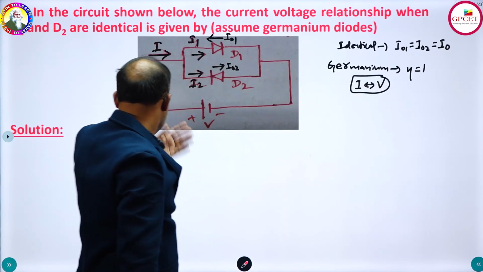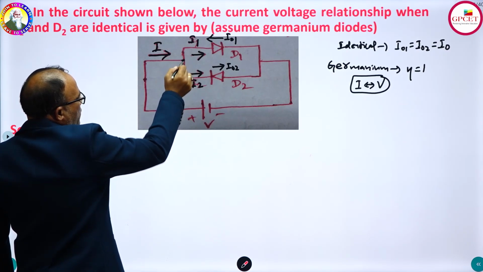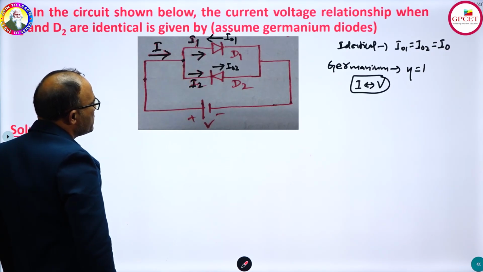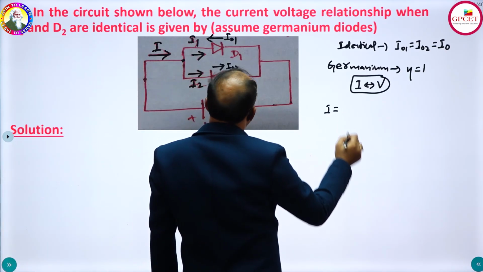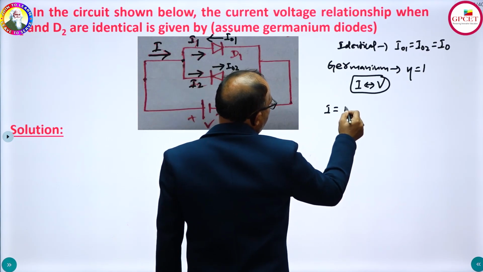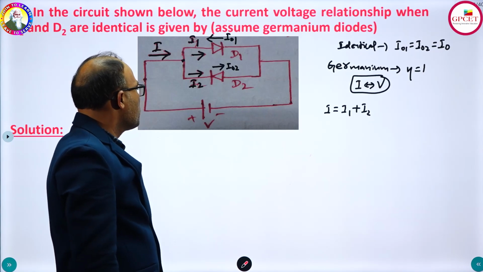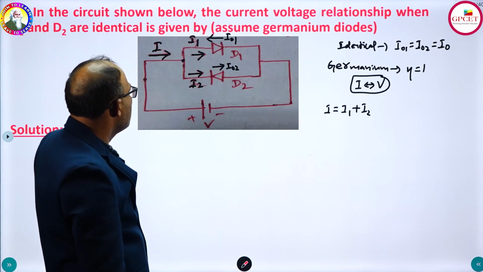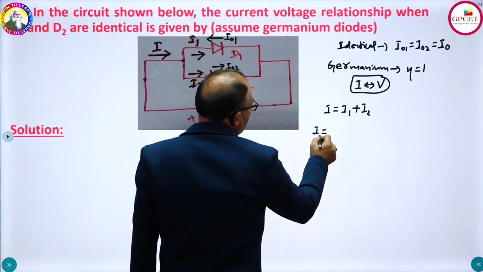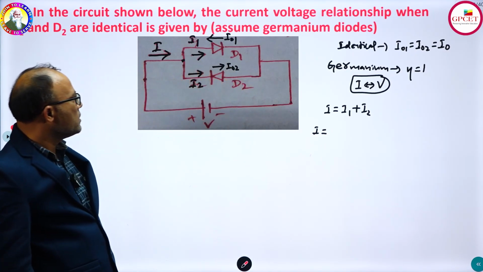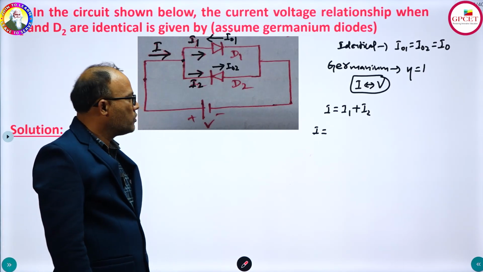From this figure, if you apply KCL at this point, the incoming current is equal to the outgoing currents. So what is the incoming current? The incoming current is I, and the outgoing currents are I1 and I2. So I is equal to I1 plus I2. Therefore I can be written as I1 plus I2. What is I1 actually? I1 is the forward bias current, since the diode is forward biased.